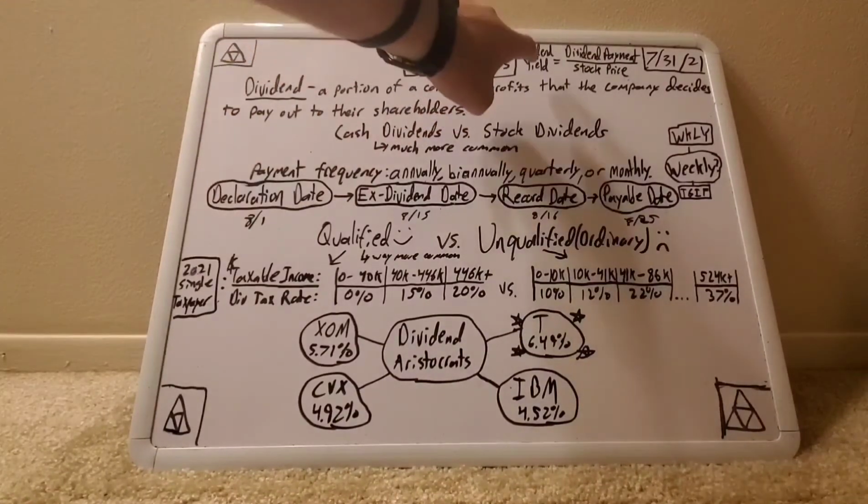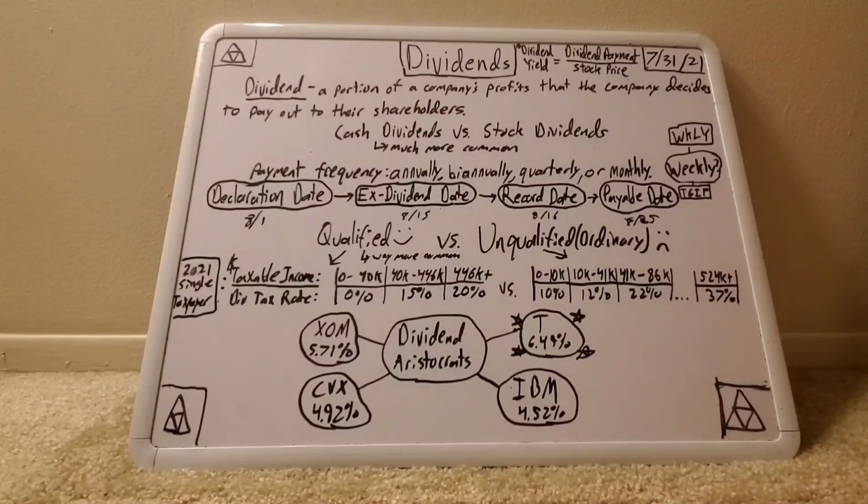To start out with a quick equation that is used very often in dividends, it's going to be the dividend yield. So this is going to be the dividend payment per share over the stock price, divided by the stock price, and that is going to be an annual rate.